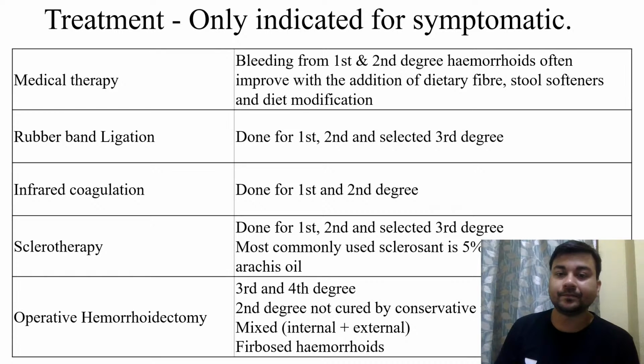Now, if the patient is having first, second degree hemorrhoid and a few third degree hemorrhoids, they can be treated by rubber band ligation. There are small rubber bands, also known as Baron bands, that can be used for the treatment of hemorrhoid. They can be used in first degree, second degree, and some third degree. We can also use infrared coagulation therapy for first degree and second degree hemorrhoid, but it is not usually practiced.